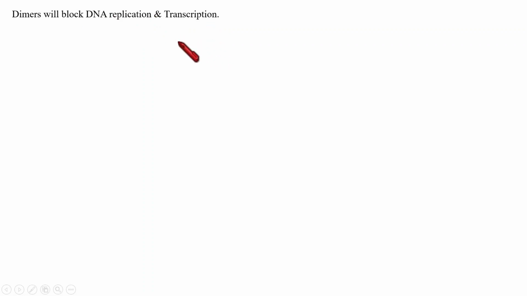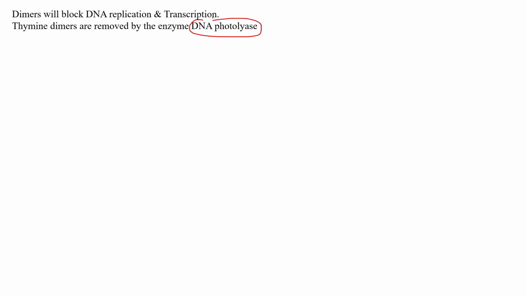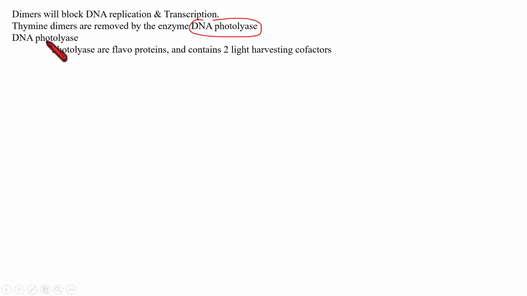Then which enzyme is helping to remove or correct that damage? That enzyme is DNA photolyase. Okay, and we need to understand some points about this enzyme. This DNA photolyase is a flavoprotein, and it also has two light harvesting cofactors in it.